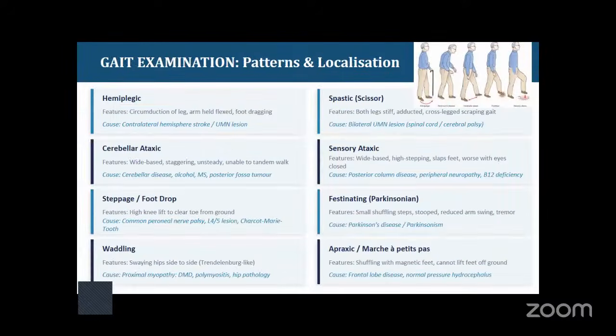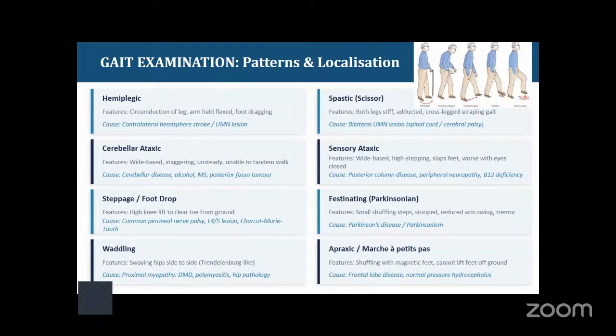As an extension of the gait examination, maybe as part of your cerebellar exam, in the hemiplegics, you can have circumduction with the arm held flexed with the foot dragging. Cerebellar ataxia, you can have a wide-based gait, staggering, unsteady patient who is unable to do the tandem walk. Steppage or foot drop in patients who have common peroneal nerve palsy, L4, L5 lesion. Waddling gait in patients who have proximal myopathy, DMD, polymyositis, and hip pathologies.